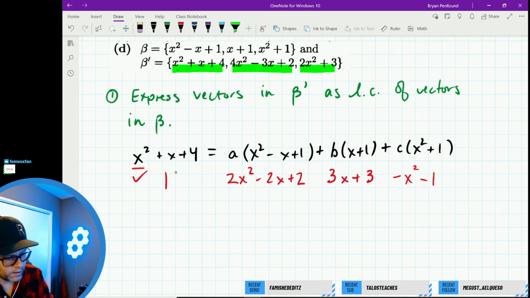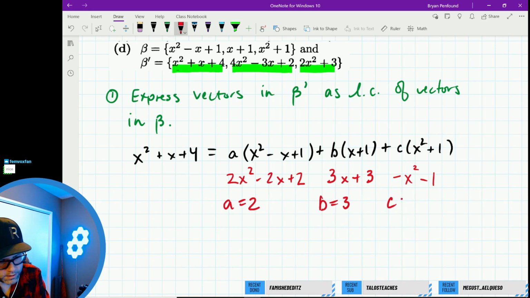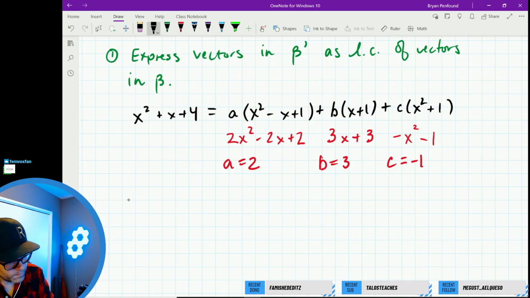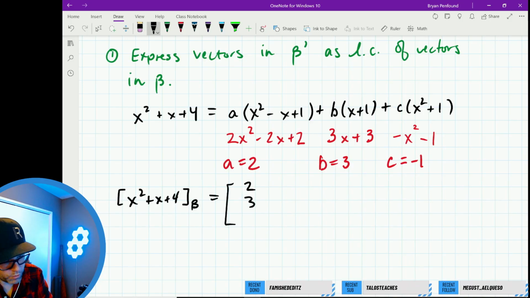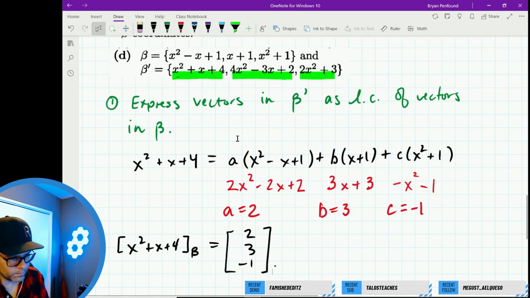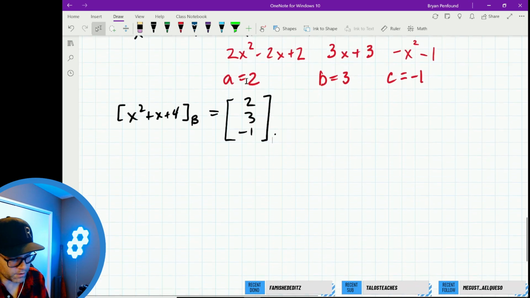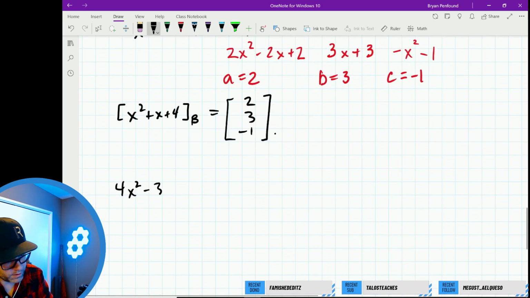Cool, so we can play around a little bit with the guess and check game. So what did we find? We found that A must be equal to 2, B must be equal to 3, and C must be equal to -1. So x squared plus x plus 4, in terms of basis beta, would be the column 2, 3, -1. And then we just repeat this process a couple more times. So 4x squared minus 3x plus 2.